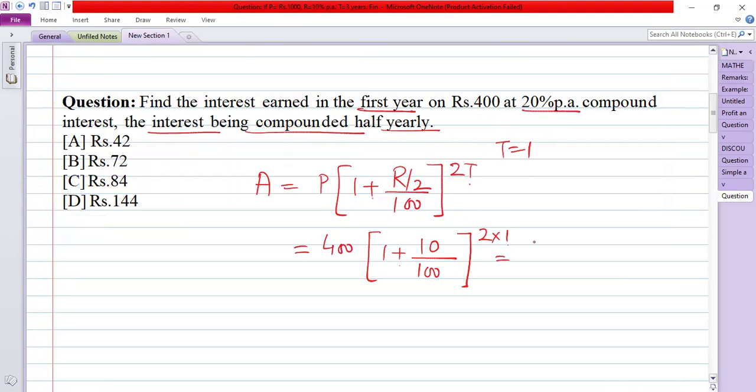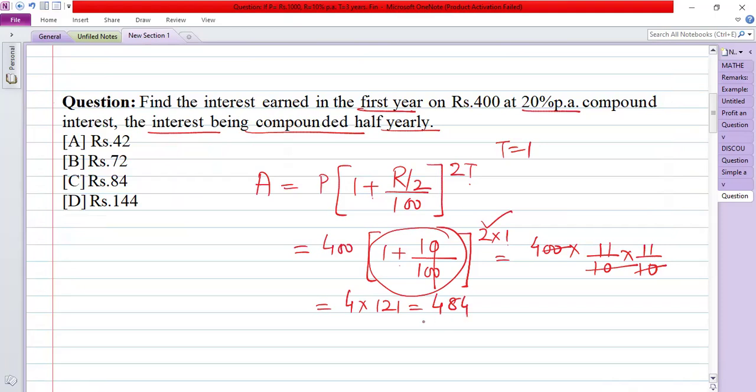So now the rest is 400, and this will give us 1 by 10. So 1 plus 1 by 10 will give us 11 by 10, and 11 by 10 square means one more time 11 by 10. So this 10, 100 will go off. So it will be 4 into 121, so that will be 484. So this is the amount. Okay, this is the final amount.